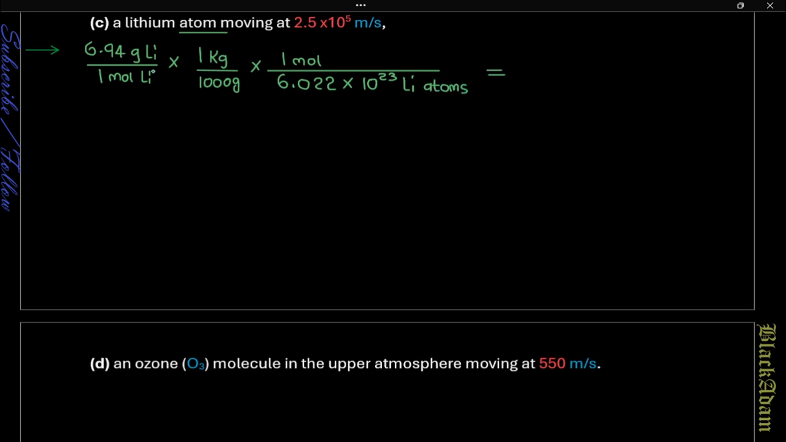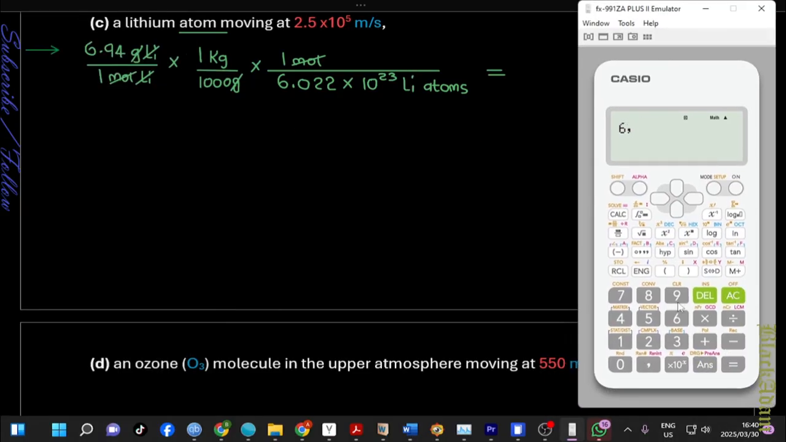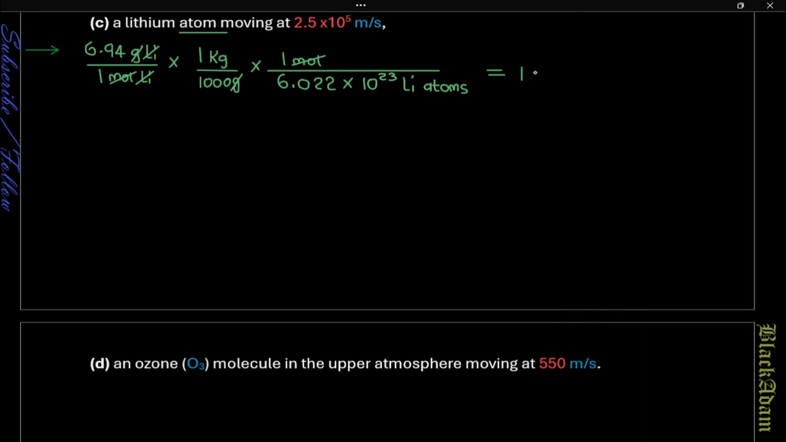So we need to find out how many moles, how many atoms we have. So we need to find the gram per atom. That means we have 694 divided by the product of 1000 times Avogadro's constant. That gives us 1.15 times 10 to the power negative 26 kg per atom. So that's the mass of 1 atom in kg. So 1 atom weighs about 1.15 times 10 to the power negative 26 kg.